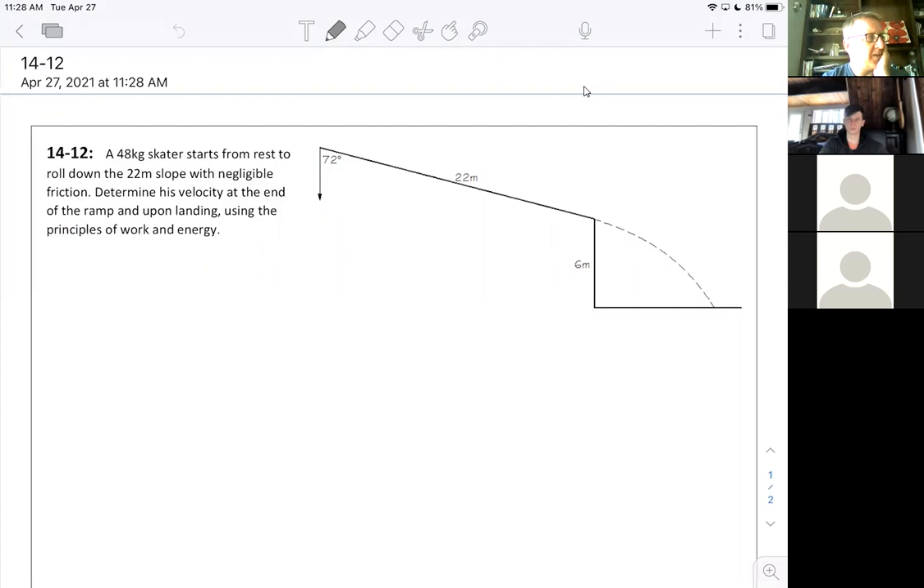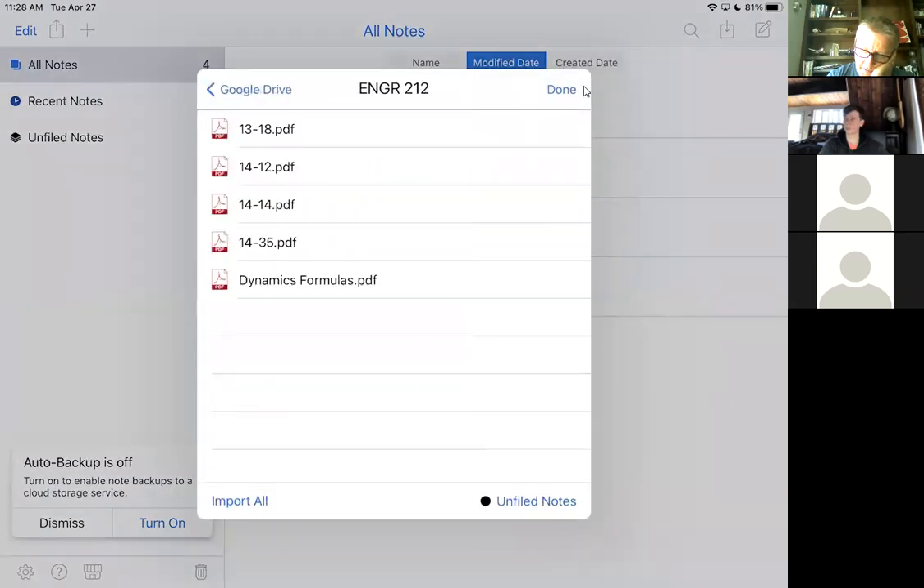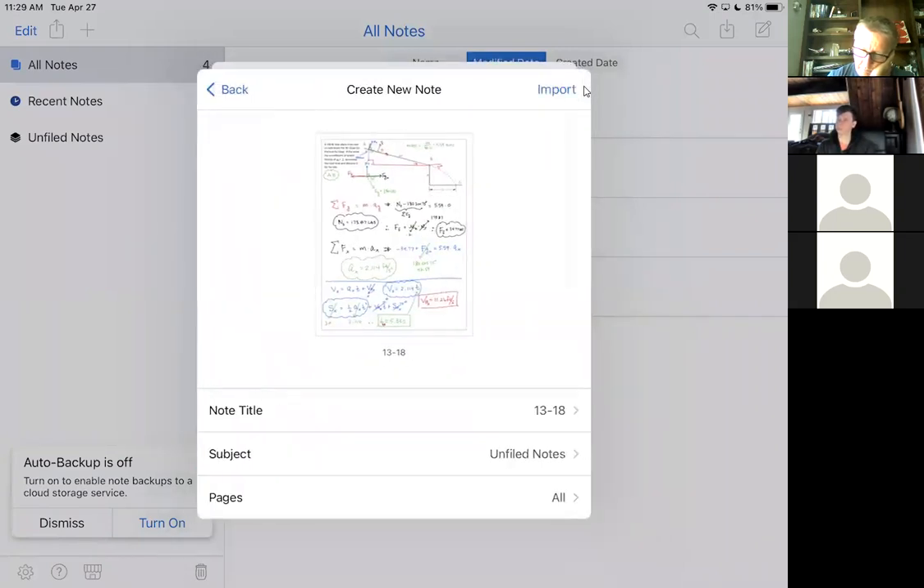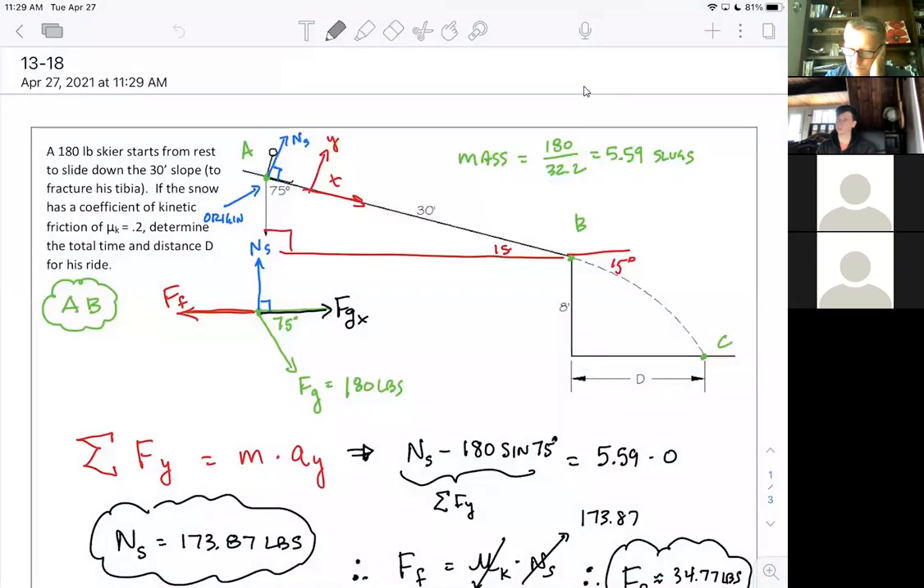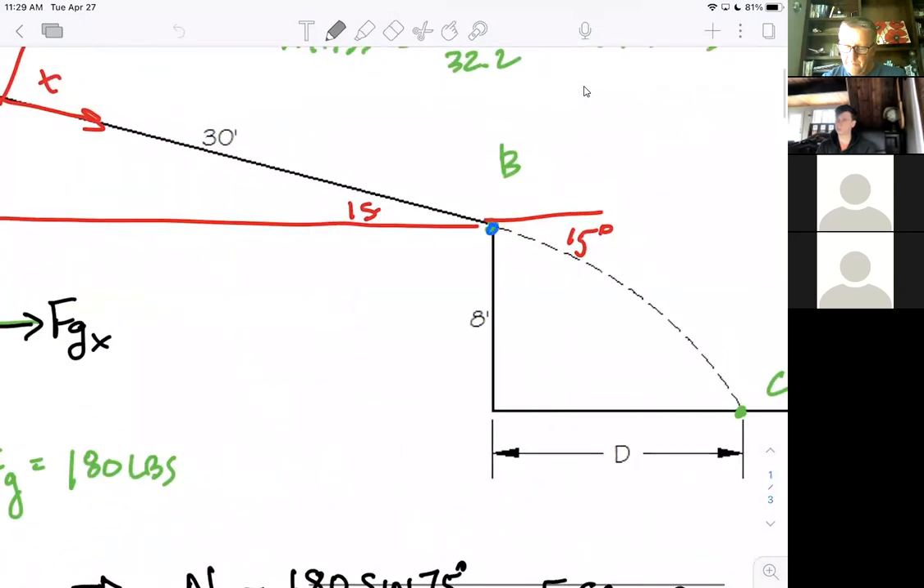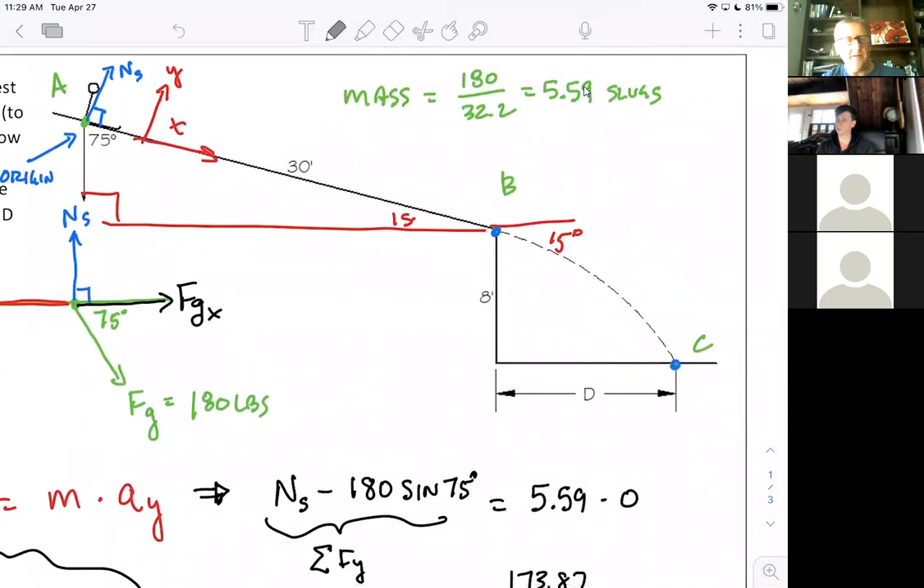But again, you notice I called it a skater, therefore there'd be negligible friction. But we did this exact problem earlier. I want to pull this up really quick just because I want to show it to you. Back in chapter 13, this is the question we did in class. So we had a skier ski down the slope, and we figured out how fast the skier was going at B, and that was with the hill pushing on them, and then they flew through the air, and we figured out where they landed at C.